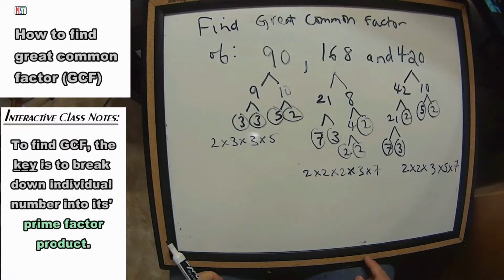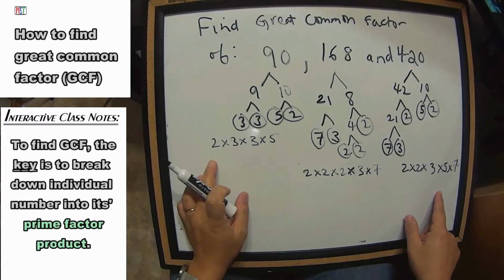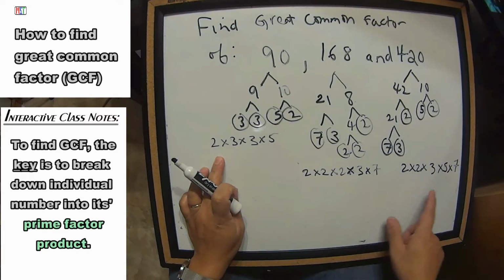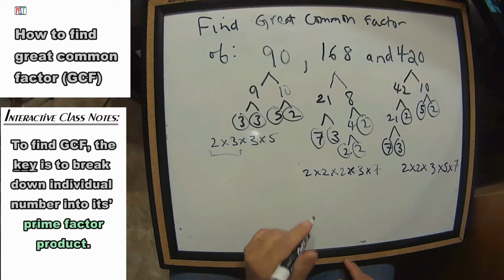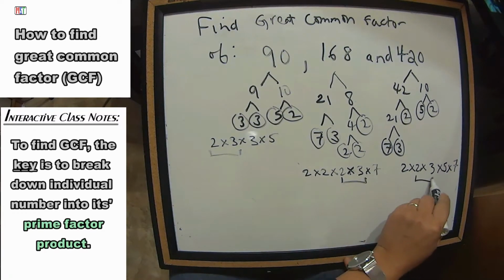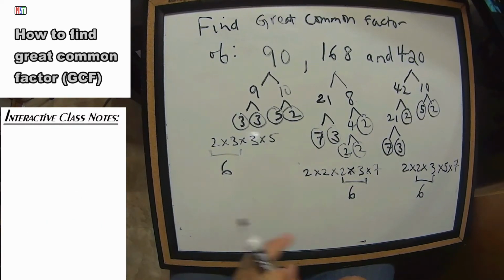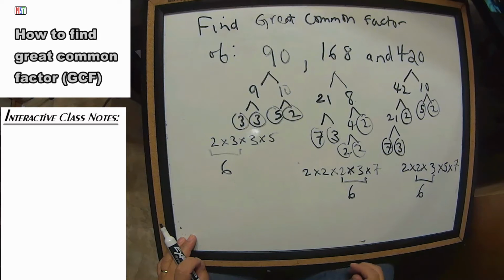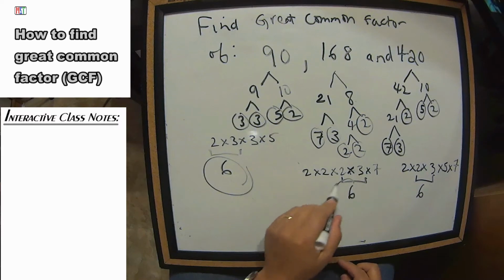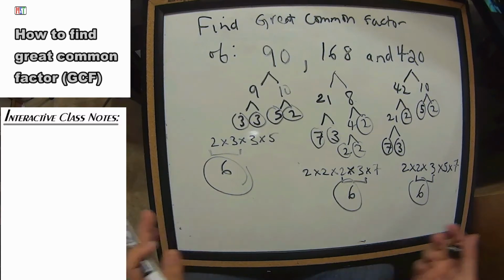Alright. So I noticed that what's common in all three numbers in their prime factor products are 2 and 3. So 2 times 3, that's 6. So 6 seems to be the greatest common factor of these three numbers. So there we go. We have the greatest common factor for 90, 168, and 420. It happened to be 6. Oops, I didn't mean for it to be 666, but anyway, it turns out to be that way. So it's number 6. Okay.